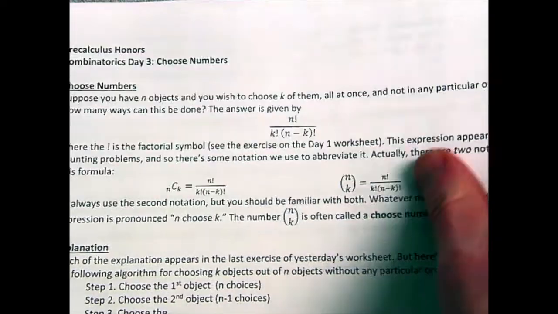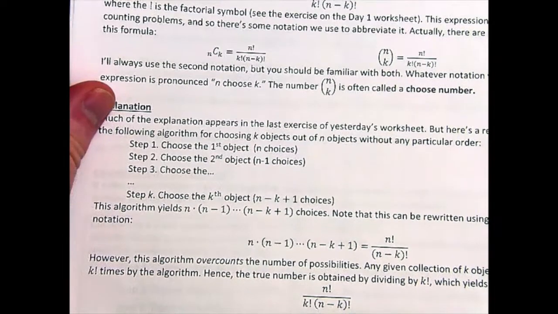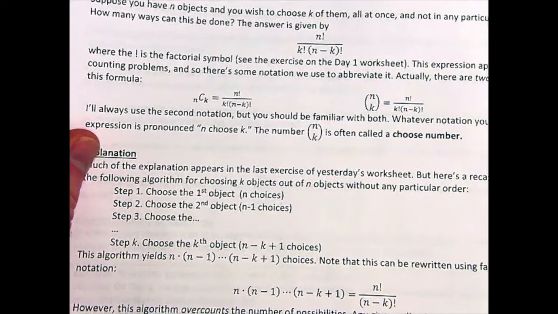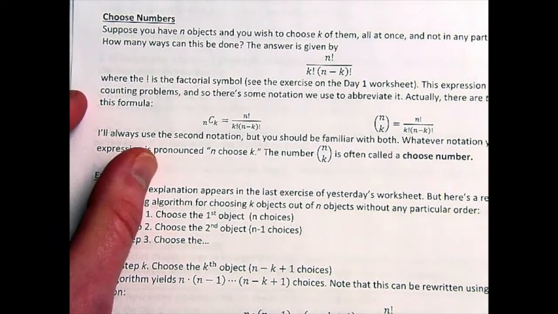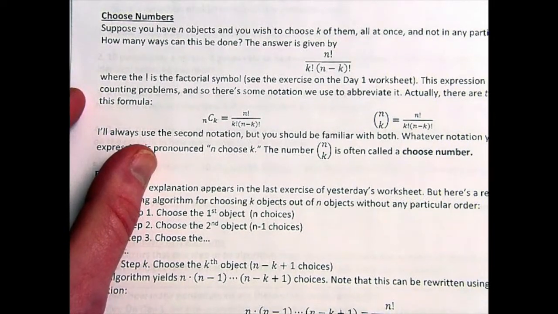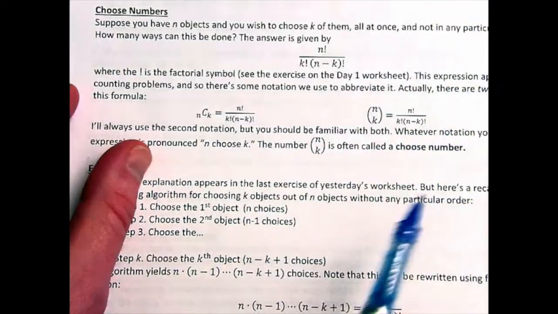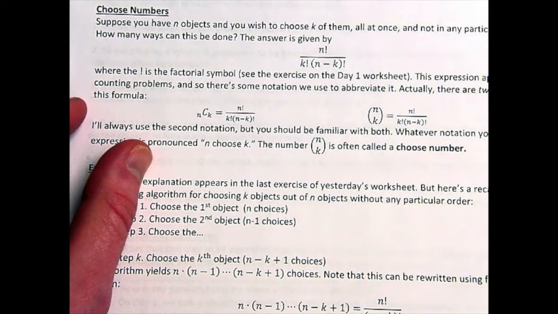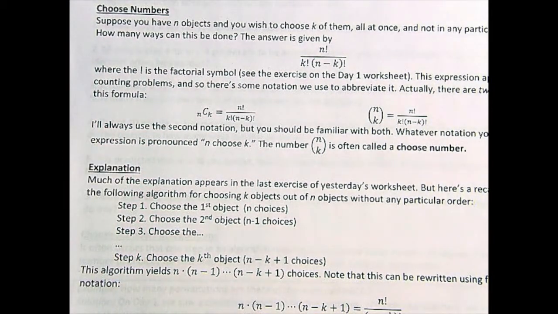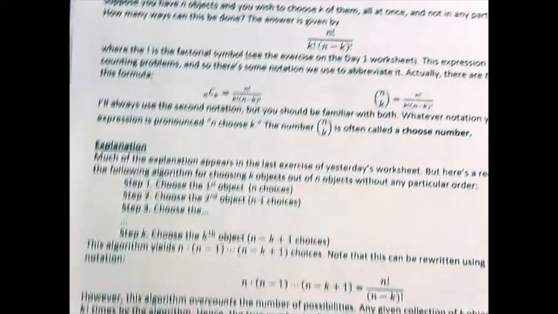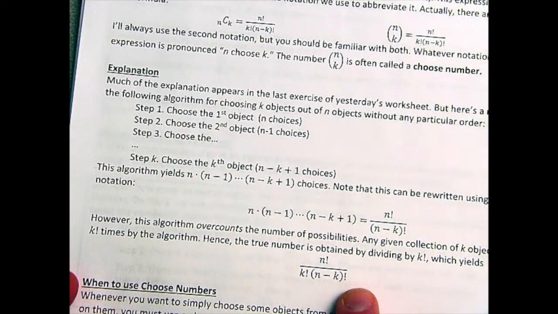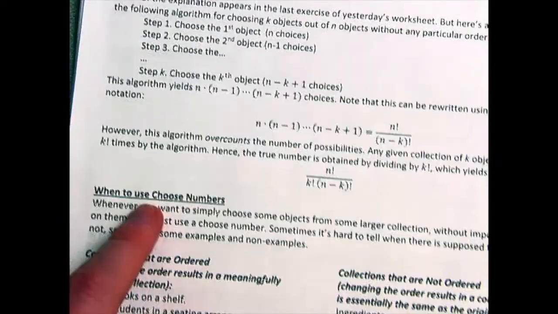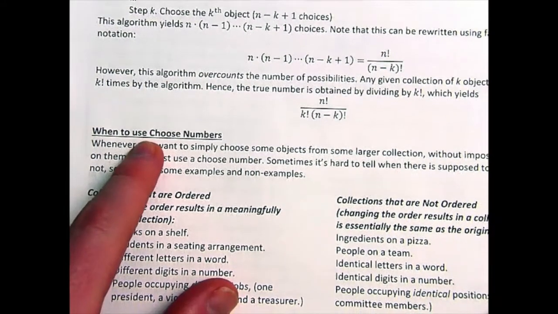Now, that's a pretty technical explanation of where this formula comes from. I think it's good for you to see, but I don't want you to panic, because the truth is that you can pretty much use these things without really fully understanding every line of that argument. As you'll see, the exercises we do are not remotely as abstract and crazy as the derivation and explanation that I just did. So let's talk about when to use choose numbers.